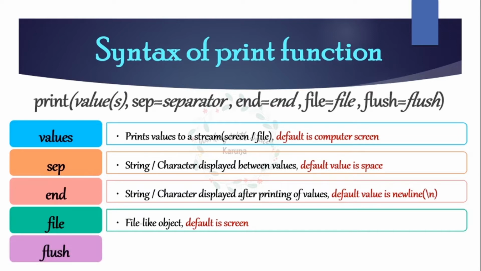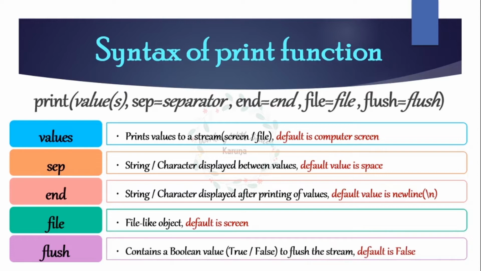Flush argument can contain a true or a false value. The purpose of flush is to empty the buffer. The output buffer holds the data before it is sent to the screen. All this task is performed in the background. Once the output is displayed, the buffer will get emptied automatically. If we set the value of this flush argument to true, then the buffer will be flushed forcibly, and the change is hardly noticeable by the user.